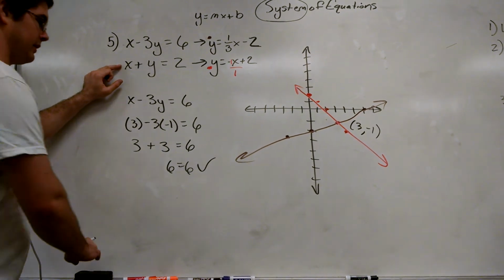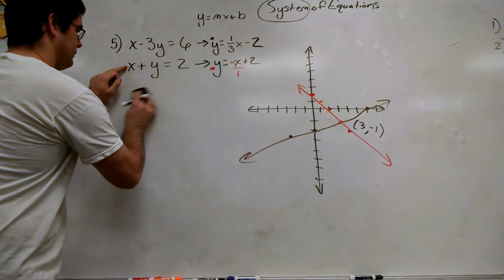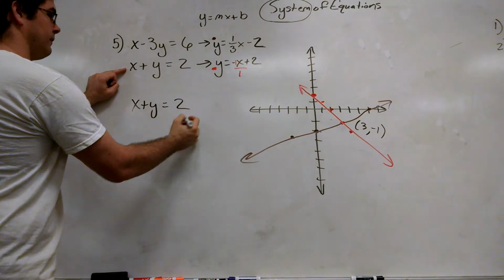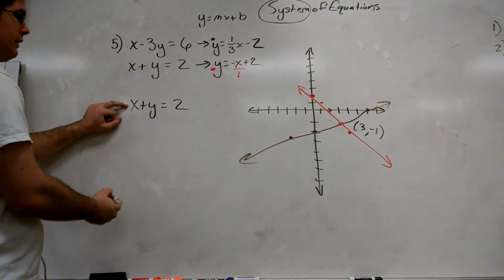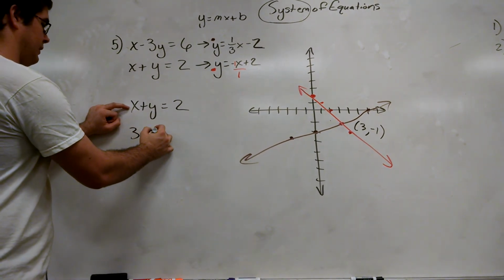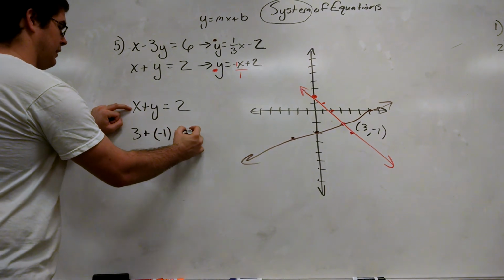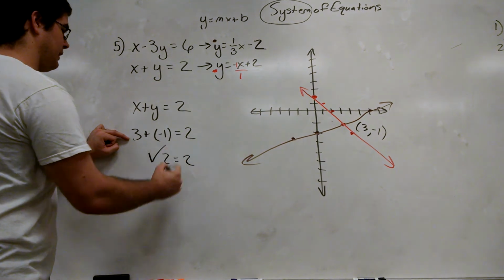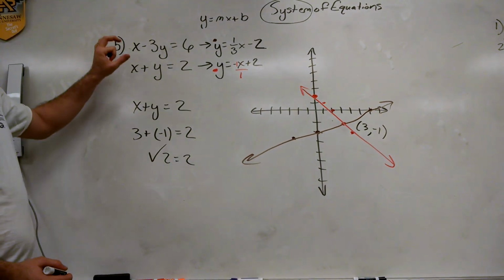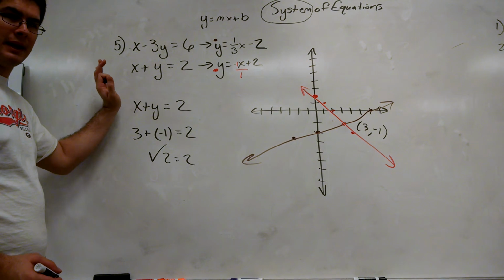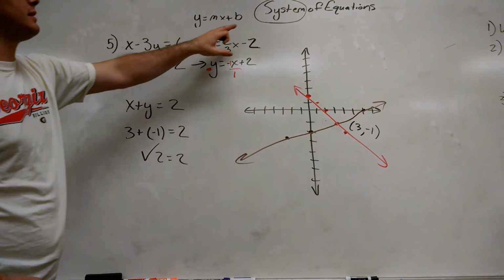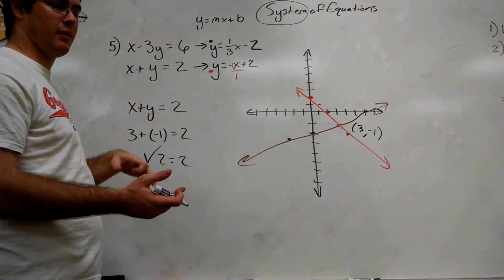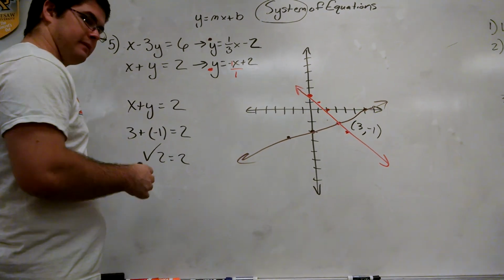So now we need to try the second one. Let's try it. So we have again x plus y equals 2. Plug in 3 for x. Plug in negative 1 for y. And 3 plus negative 1 does give me 2. Okay? So again, when I plug it in and it works for both, I know I got the right answer. Because remember, the solution to a system is what makes both of these equations true. So if I plug it in and it works for both, then I know it has to be the solution. Okay? That's it.